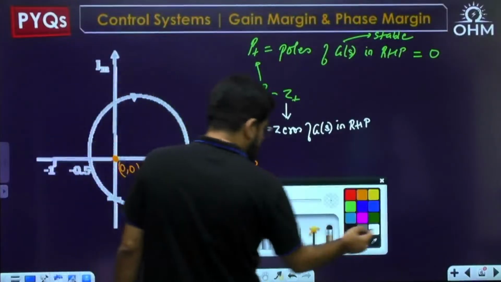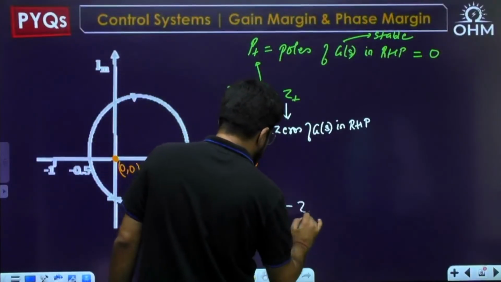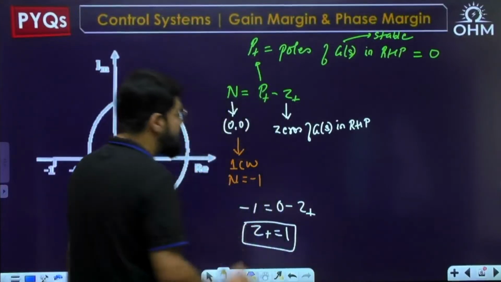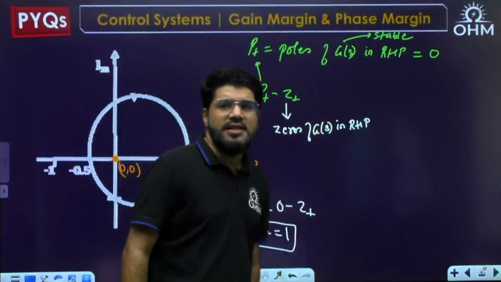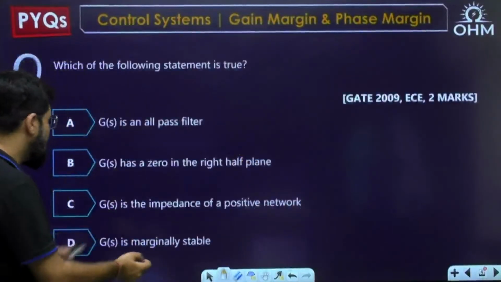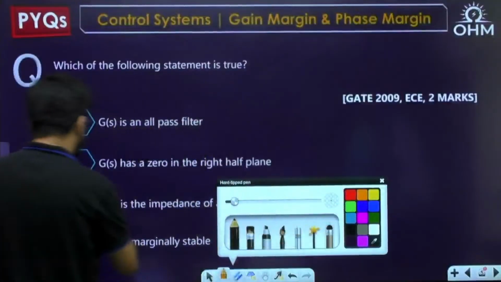So I will put down these values. p plus is 0 minus z plus, and z plus is equal to 1. Now what z plus is this? It is the zeros of GS in the RHP. That clearly means that GS has 1 zero in the right half plane. Option number B is correct for the first one.